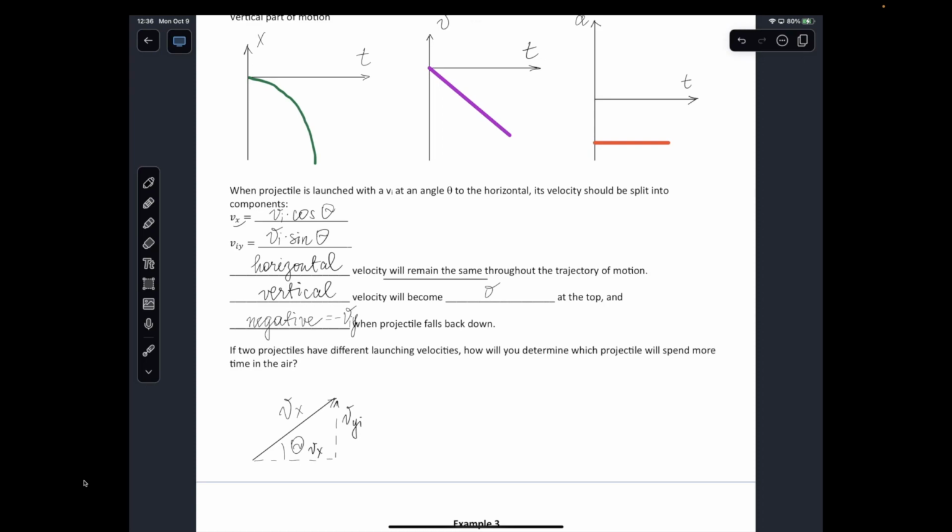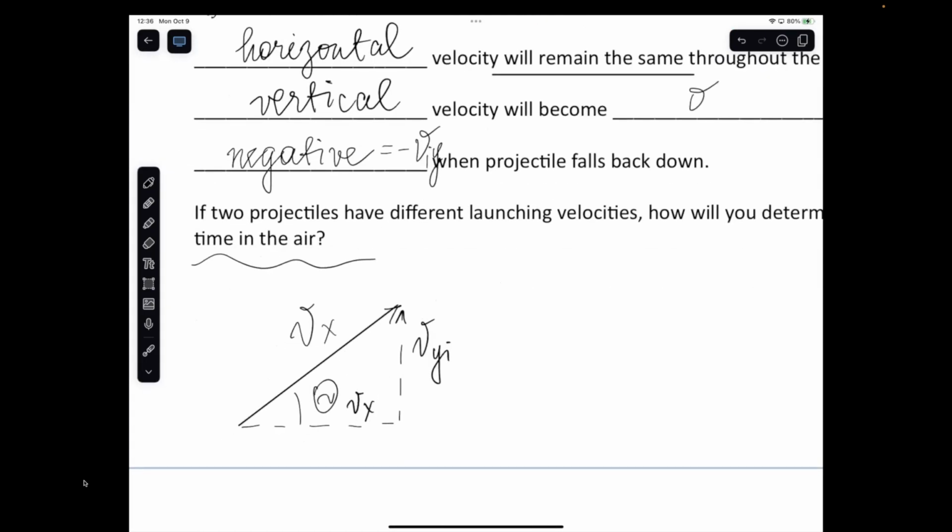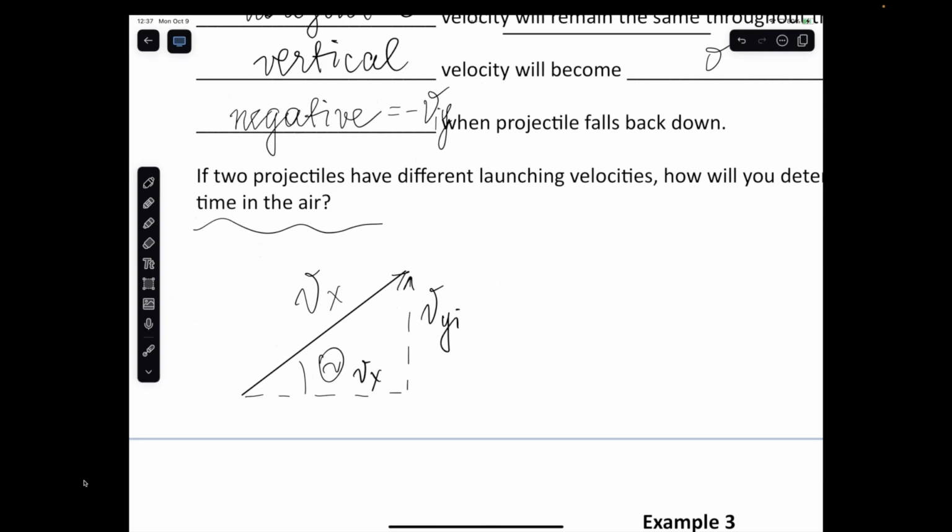Now, if two projectiles have different launching velocities, how will you determine which projectile will spend more time in the air? If you look at my triangle here, I have the Vy and Vx. What is responsible for the time in the air is the Vy initial. If you have V initial 1 times sine of theta 1 versus V initial 2 times sine of theta 2, that's what you're going to compare.